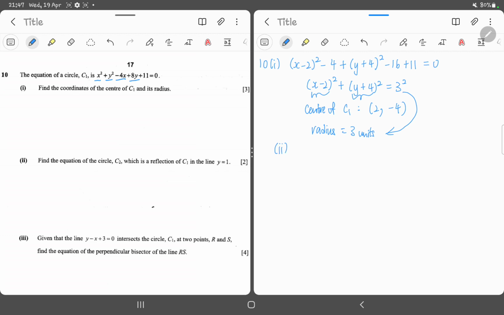Now 10 part 2: find the equation of the circle C2, which is a reflection of the circle C1 in the line y equals 1. When it comes to this type of question on reflection, as much as possible, try to sketch the graph out. So we have the line y equals 1 here, and let's write down the center of the circle C1.